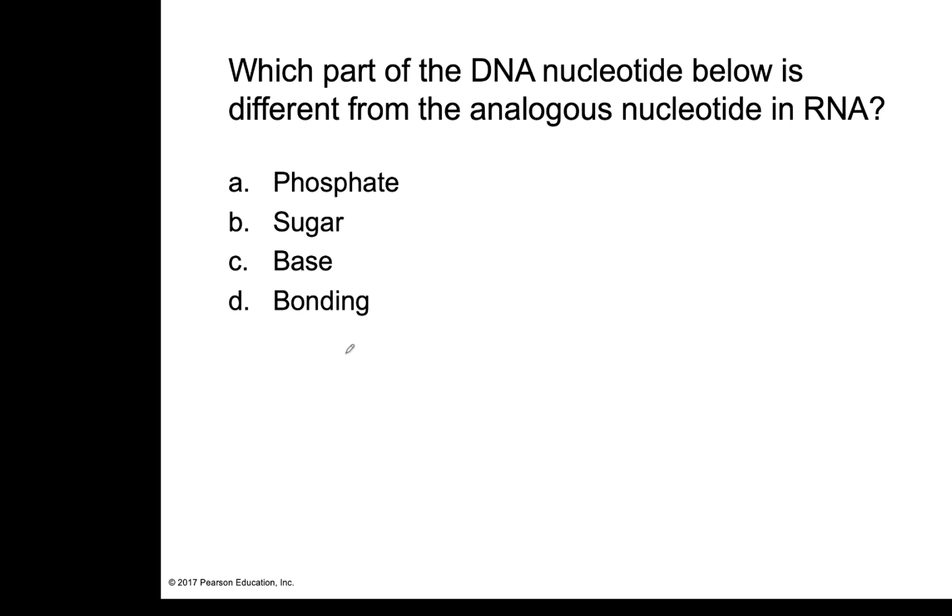Which part of the DNA nucleotide below is different from the analogous nucleotide in RNA? Phosphate, same. Base, a little bit different, but right now we say the same. Bonding, hydrogen bond, same. But what is the main difference? Sugar.